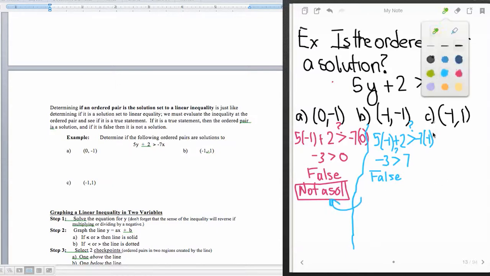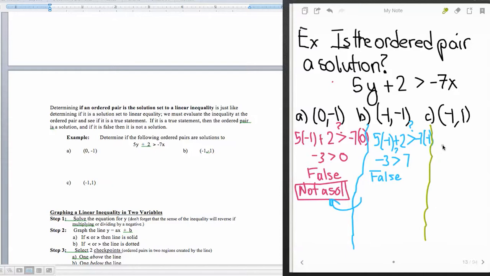Now let's go on to the third one, and again we're going to plug it in: 5 times, and this time we have 1, and then plus 2, and we're asking, is that greater than -7 times -1? This time around we have 5 plus 2, which is 7, is greater than a negative times a negative, which is a positive, which is +7. Now that isn't quite a solution. It's still a false statement, because 7 is not greater than 7, it's equal to 7.